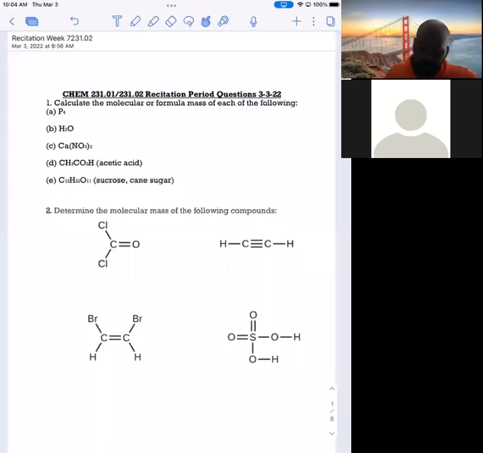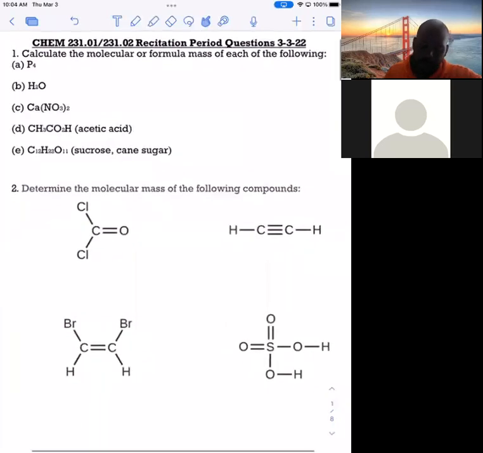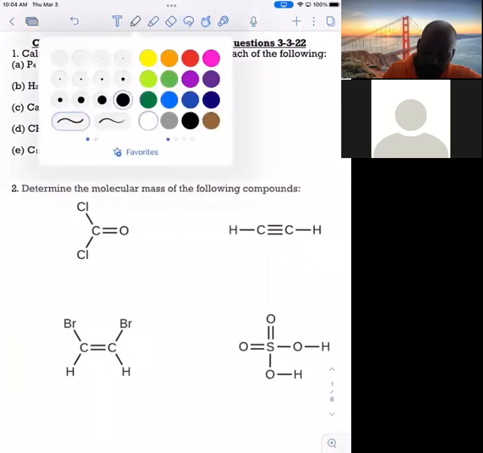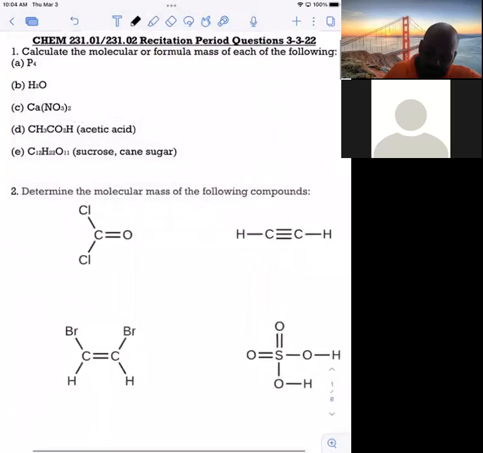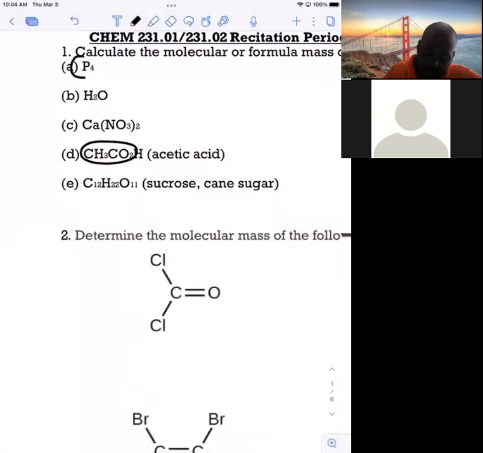All right, so let's just jump in on this first question. Calculate the molecular formula, molar mass, of each of the following, or formula mass, molecular or formula mass. My bad. What it's asking is, when it says molecular weight or molar mass, that's for molecules like this, right? And then for this it would be formula weight, because that's a different type of compound. All right, so let's jump in.